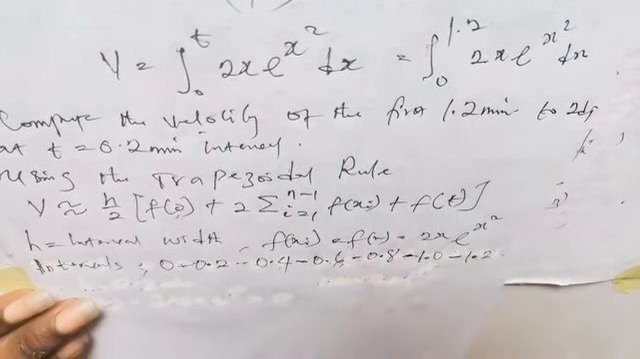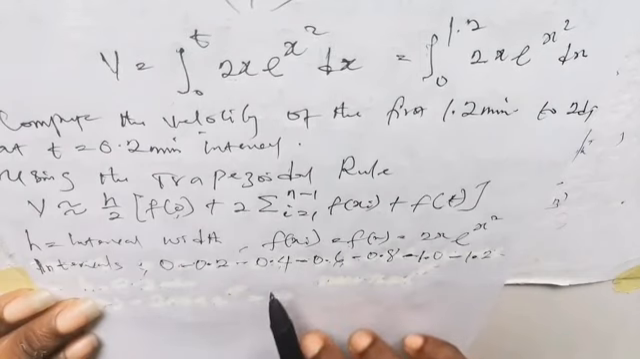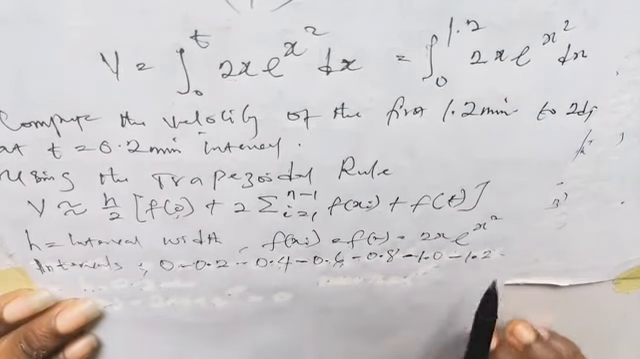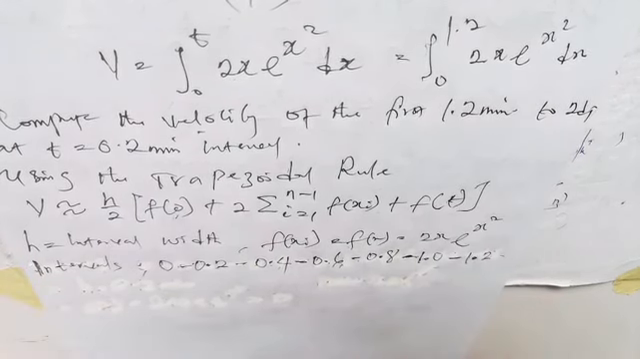So at the interval, the very first 1.2 minutes, it starts from 0 to 0.2, 0.2 to 0.4, 0.4 to 0.6, and down to 1.2. And if you count, we have 1, 2, 3, 4, 5, 6, 7. Okay, so 7 total intervals.